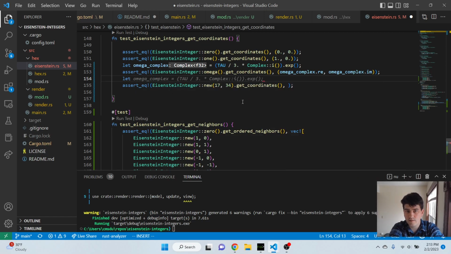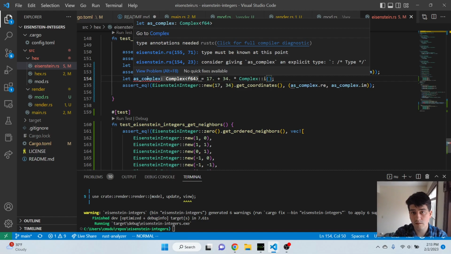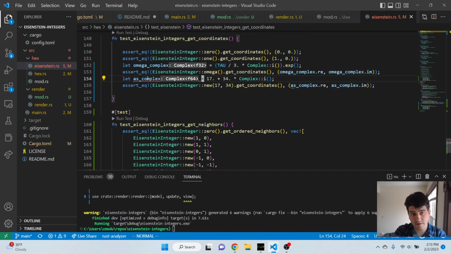Let's say as complex be this, and then it's as complex dot real and as complex dot imaginary. Complex F64 seems very reasonable. Or, yeah, whichever. Doesn't really matter. Okay.